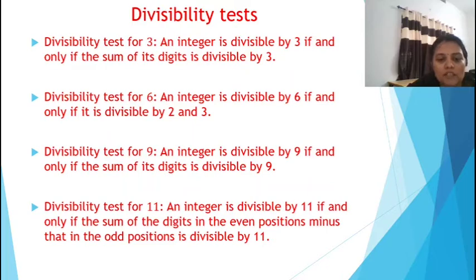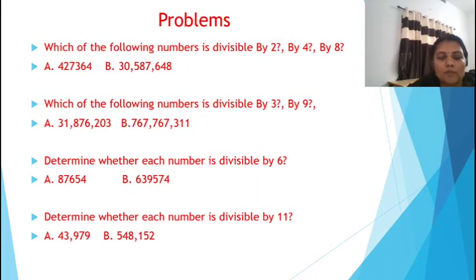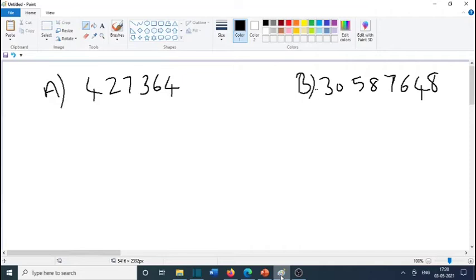And divisibility test for 11. An integer is divisible by 11 if and only if the sum of digits in the even position minus that in the odd position is divisible by 11. Now we have some small problems. First one: which of the following numbers is divisible by 2, by 4, by 8? Two numbers. We can do the problems now. In this problem, we have to check whether it is divisible by 2, 4 and 8.